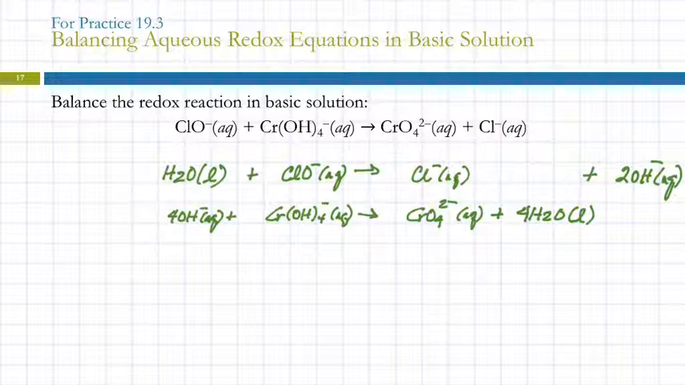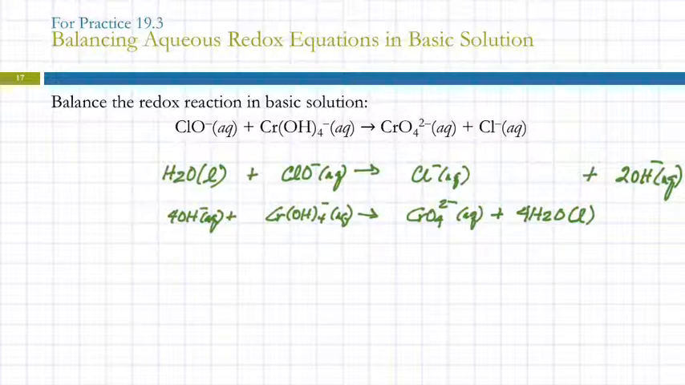Pardon me? That's a good question. Could I cancel the H2Os now? No. I need to balance for the charge first. Because when I balance for charge, I might be multiplying them by different numbers. And so it's not going to work out. But that's an excellent question.